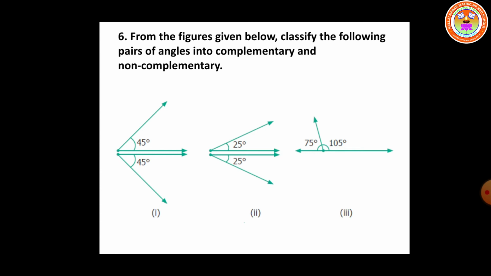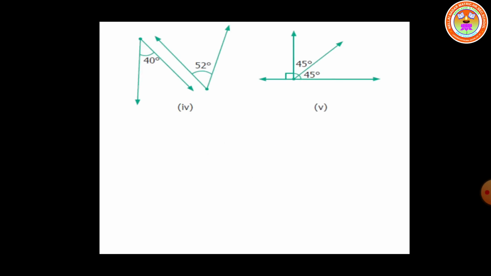See the third subdivision, 75 degree and 105 degree. Sum of those angles, 75 degree plus 105 degree. What answer you got? 180 degree, not 90 degree. Therefore these angles also non-complementary angles. Fourth subdivision, 40 degree and 52 degree. Find the sum of those, 40 degree plus 52 degree. You get 92 degree, not 90 degree. Therefore these angles also non-complementary angles.